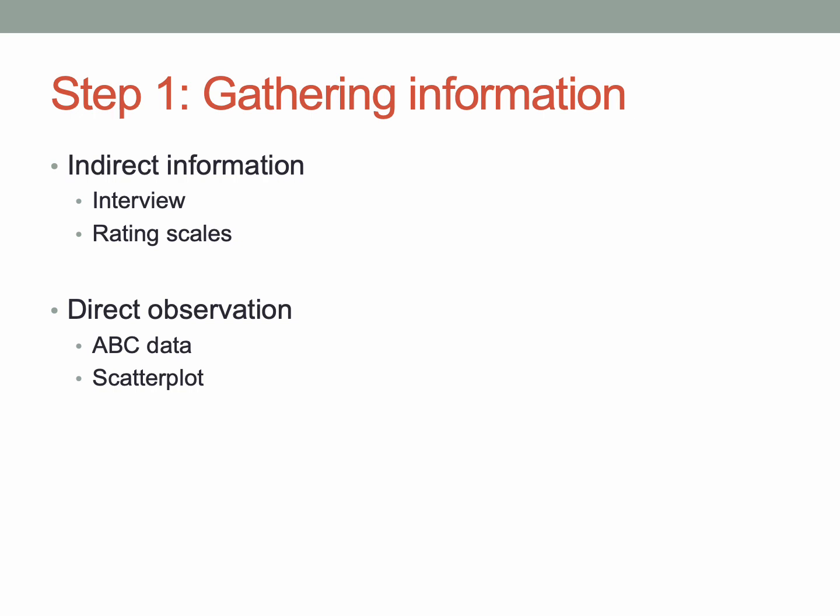FBA methods can be classified into three types: functional analysis, descriptive assessment, and indirect assessment. Functional analysis is a good one, but it's frequently used in research, so we are not going to talk about it. We will use descriptive assessment and indirect assessment. So indirect information can be gathered through interview and rating scale, and direct observation includes ABC analysis and scatter plot.